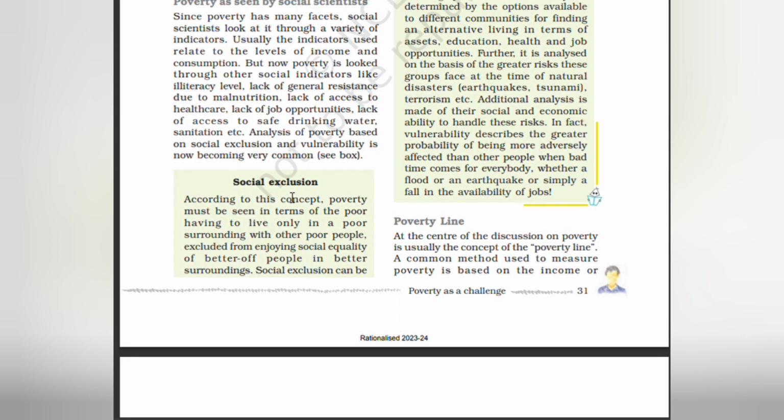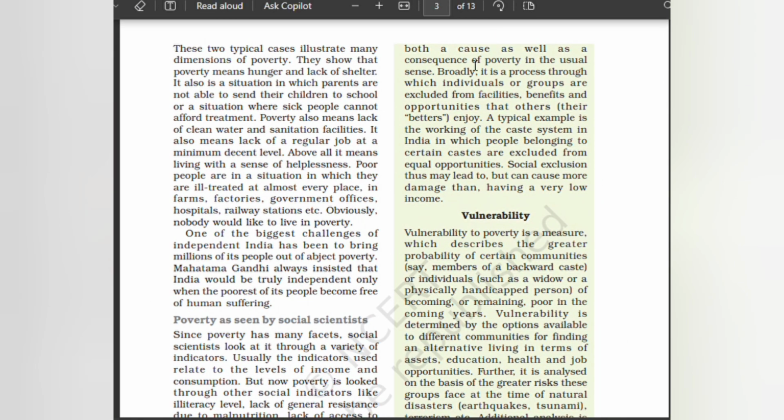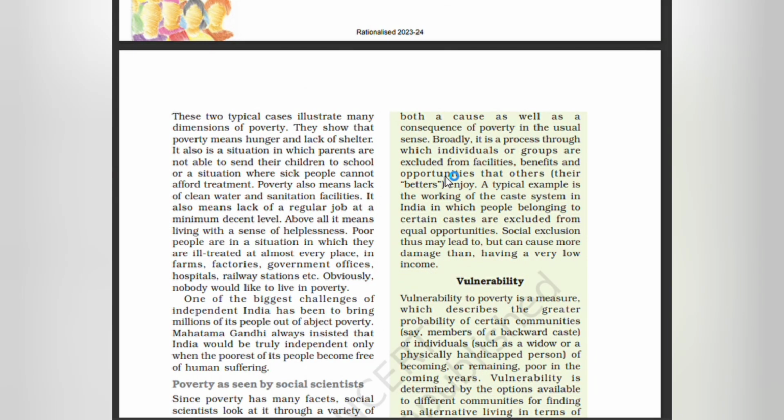Social exclusion. According to this concept, poverty must be seen in terms of the poor having to live only in a poor surrounding with other poor people, excluded from enjoying social equality of better off people in better surroundings. Social exclusion can be both a cause as well as the consequence of poverty in the usual sense. Broadly, it is a process through which individuals or groups are excluded from facilities, benefits, and opportunities that others enjoy.